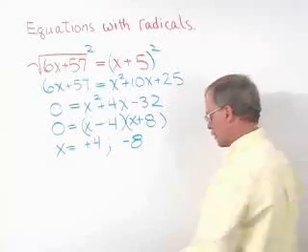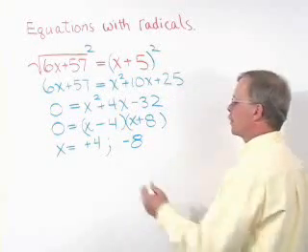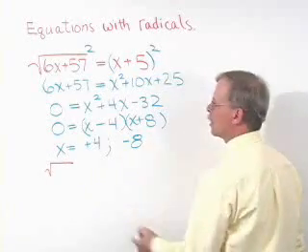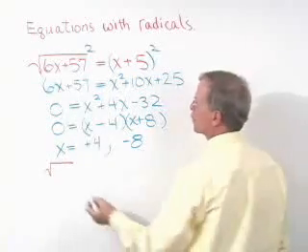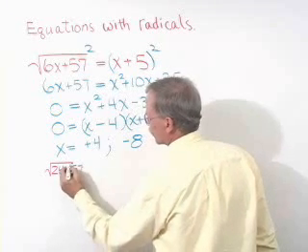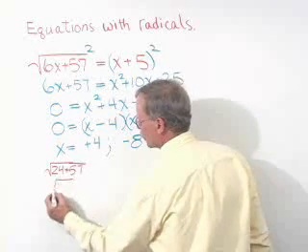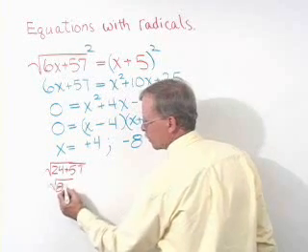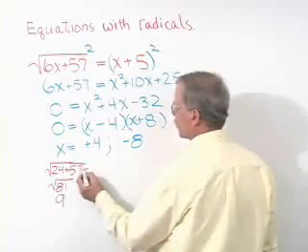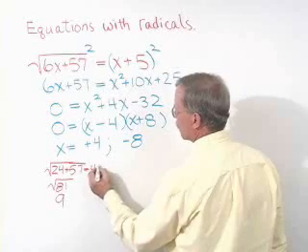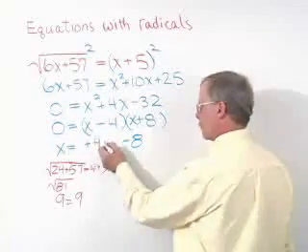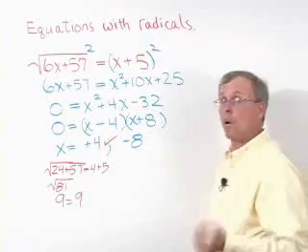Let's do our checks. If we put 4 in for x, we'll have the square root of 6 times 4 is 24 plus 57. 24 plus 57 is 81, which is 9 when you take the square root. The other side of the equation is 4 plus 5, and 4 plus 5 is 9. That checks. One answer is 4.